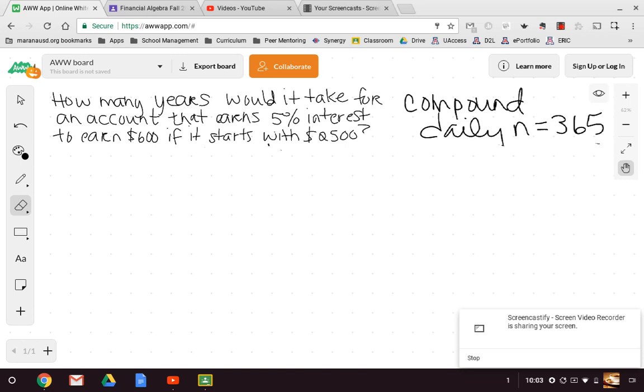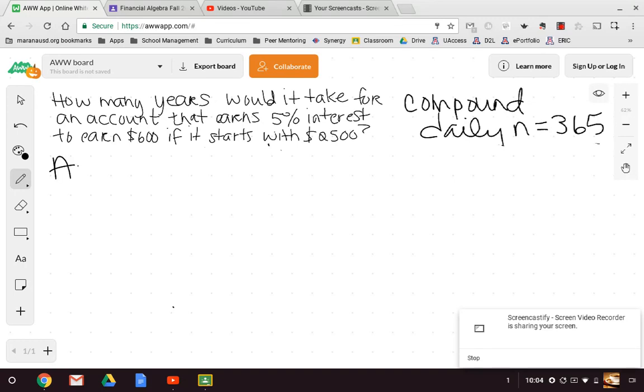All right, last problem, we're going to look at our compounding. And on this one, we're going to compound daily. So we chose an N of 365 since there are 365 days in a year. And again, we're looking at how many years it would take for an account that earns 5% interest to earn $600 if it starts with $2,500.